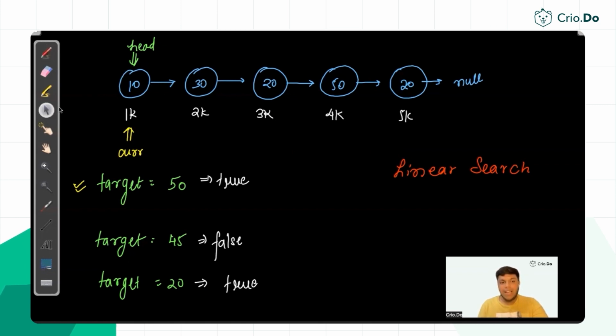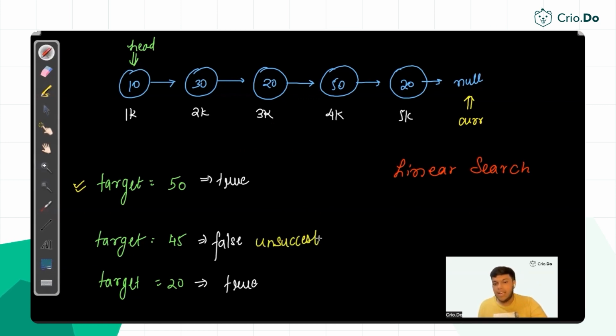I will say, is the target equal to the current node data? No. We will start from the head node, obviously. Go to the next node. Is 30 equal to target 45? No. Go to the next node. Is current.data equal to target 45? No. Current.next. Is 50 equal to 45? No. Current equals current.next. Is 20 equal to 45? No. Current equals current.next. And as soon as current reaches null, we can say that the linear search is done. We are not able to find the target. So it is an unsuccessful search.